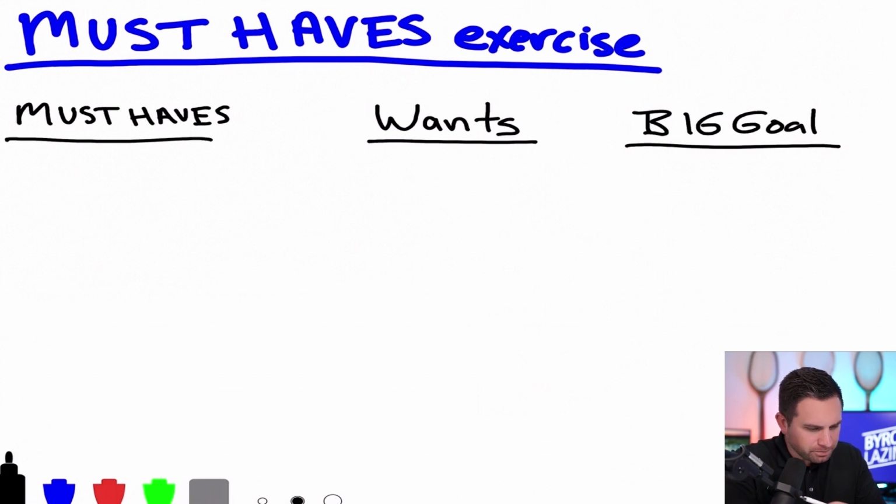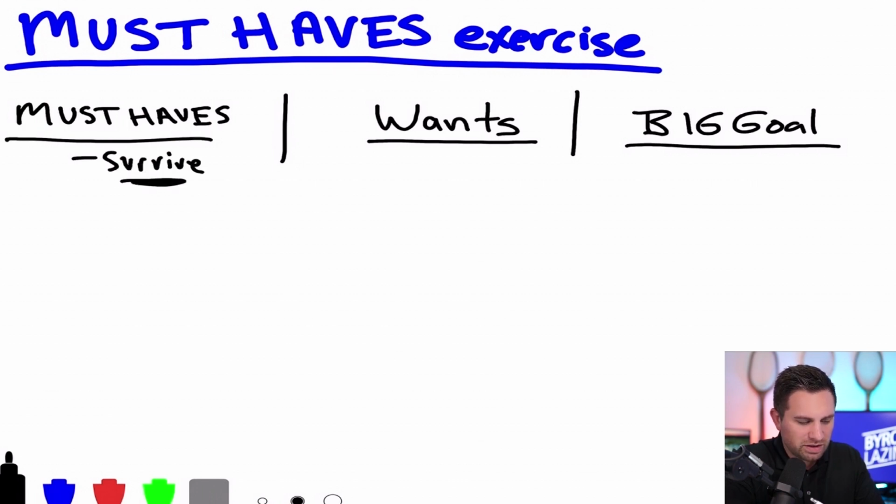Okay, so you're going to take a sheet of paper, and you're going to do 3 sections, okay? The must-haves section, the wants, middle column, and the big goal, third column. So 3 columns, call it. In the must-haves, you're going to simply list out everything you need to survive, okay? This is survival mode here in the must-haves.